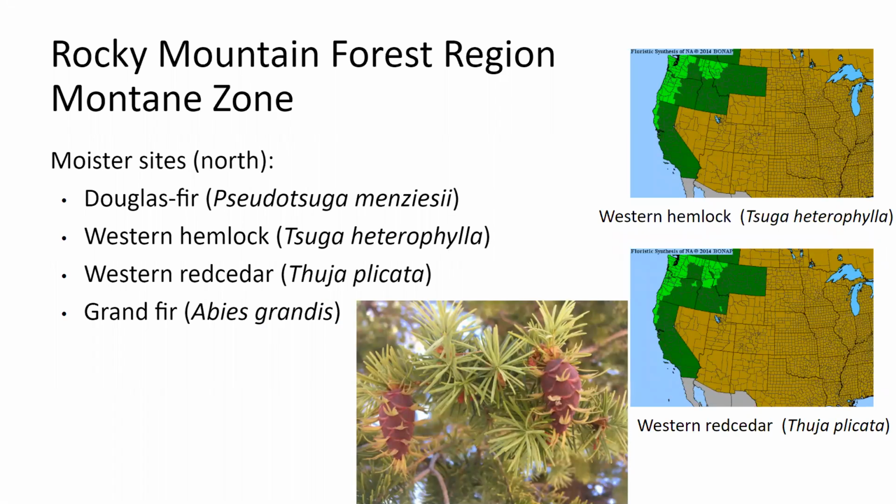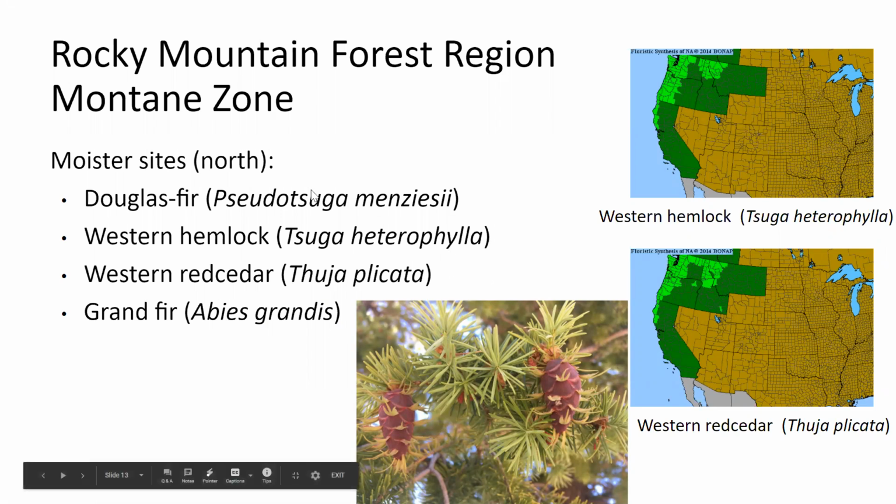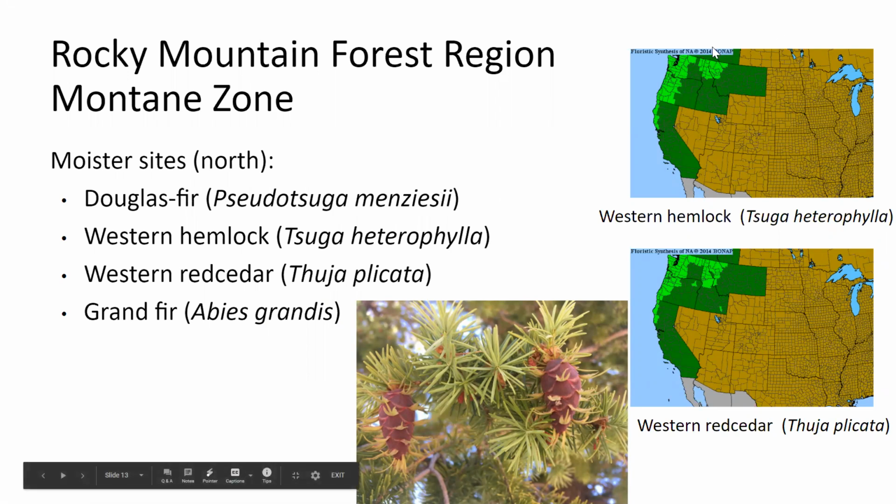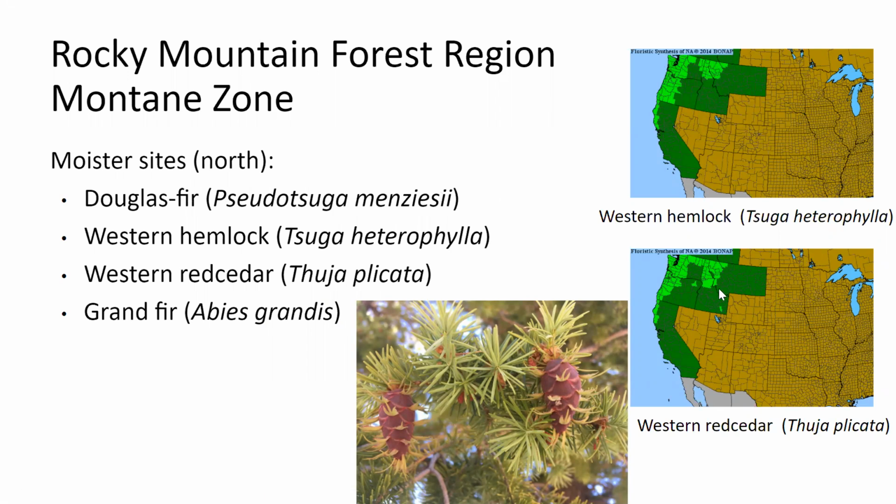To the north, we have more moist versions of this montane zone forest. And so in addition to Douglas fir, which is a main component species, we have western hemlock, Tsuga heterophylla, which you learned in lab. You can see that it is constrained to, in the Rockies, just Idaho and Montana. And then we have western red cedar, Thuja plicata, not a species we learn in lab, although we do learn Thuja. So when you see its picture, you'll recognize it as being something familiar. And then finally grand fir, Abies grandis.